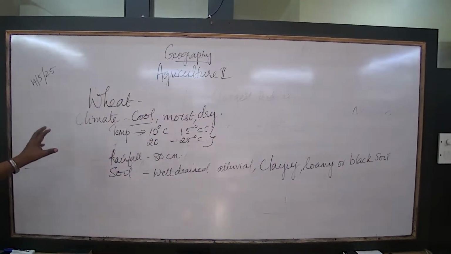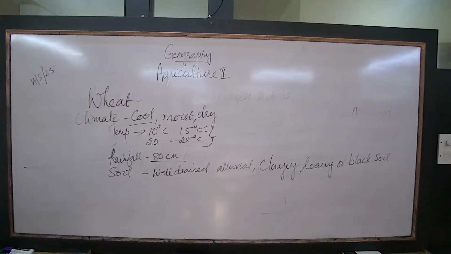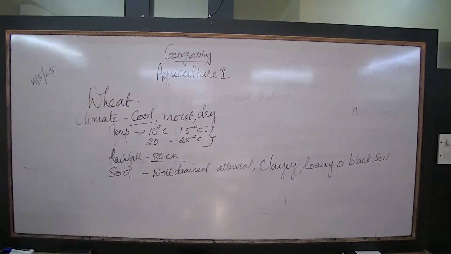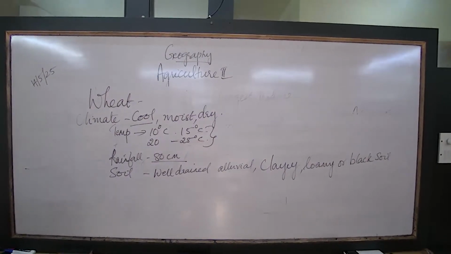So we have seen a cool, moist, and dry climate. Temperature in the sowing season is 10 to 15 degrees Celsius, and at harvesting time 20 to 25 degrees Celsius. Rainfall of 50 to 100 centimeters can be there, and this much is sufficient for its growth. Wheat grows in the winter season, but when it is ripening, it requires either irrigation or rainfall.